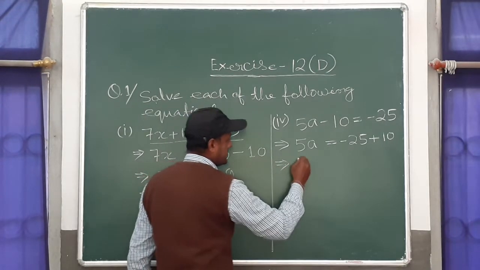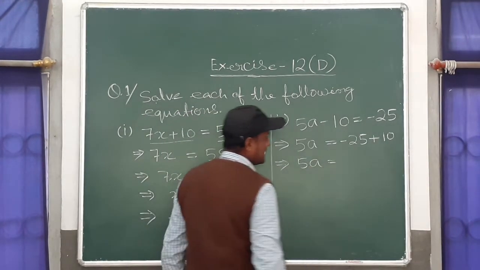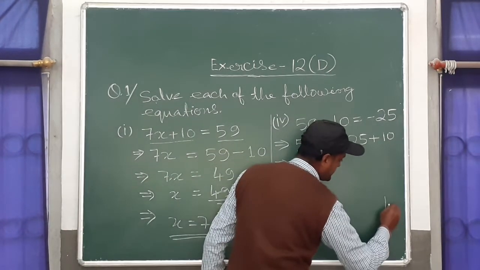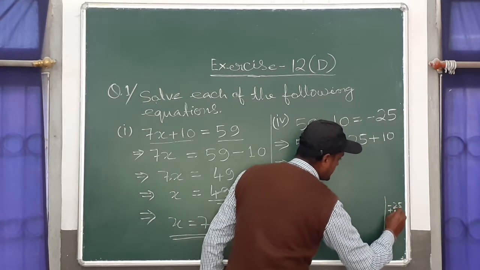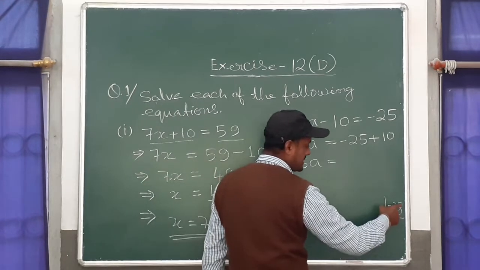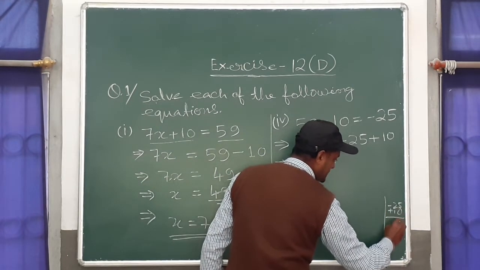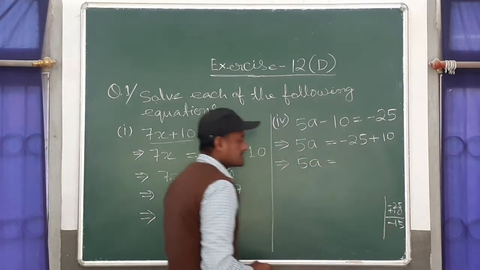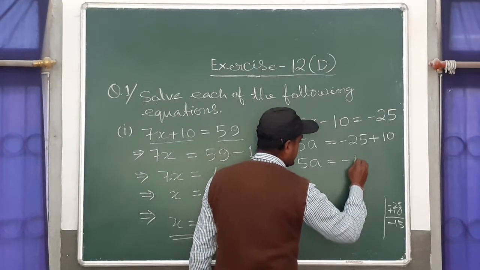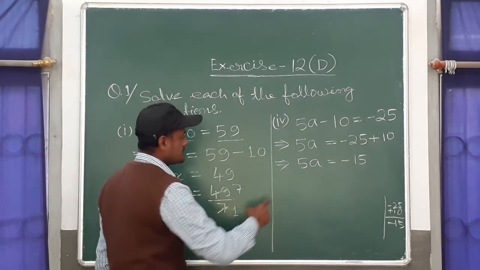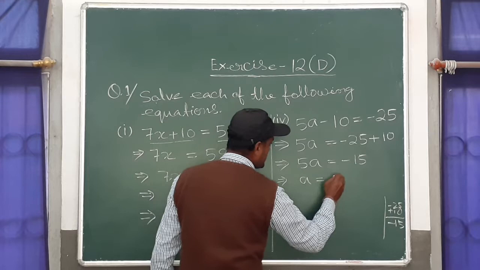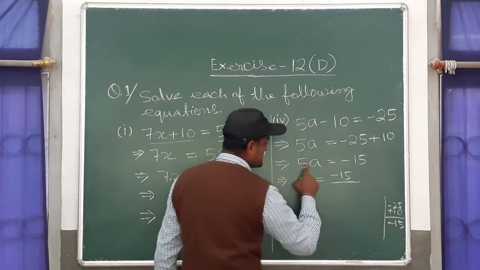Now we will calculate 5a is equal to minus 25 plus 10. When you add these, one is a negative number and one is a positive number, so we have to subtract: 5 minus 1... 25 minus 10 is 15. What sign will come? Negative. Minus 15. So minus 25 plus 10, we got minus 15. Again, as I told you last time, 5a means 5 into a. So when we write a is equal to, we have to write minus 15 upon 5, this 5 will come down.